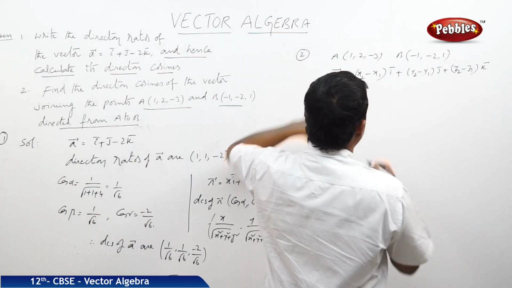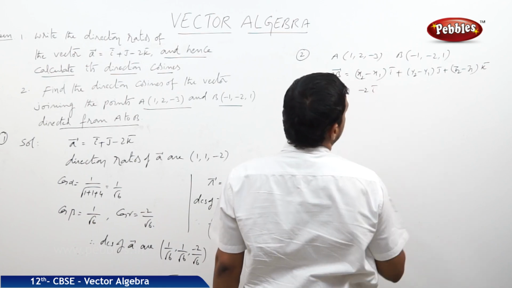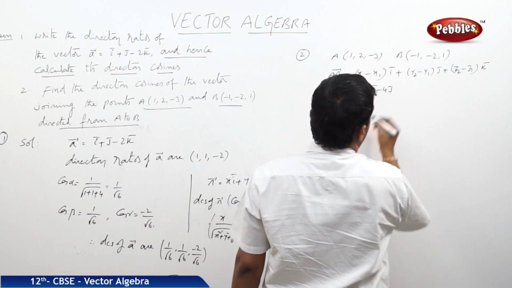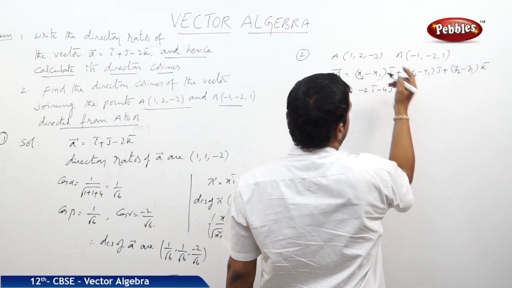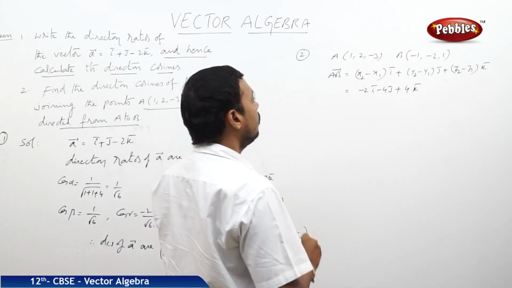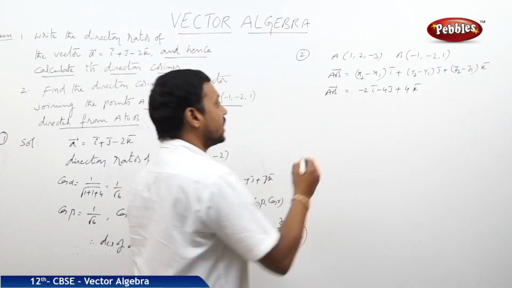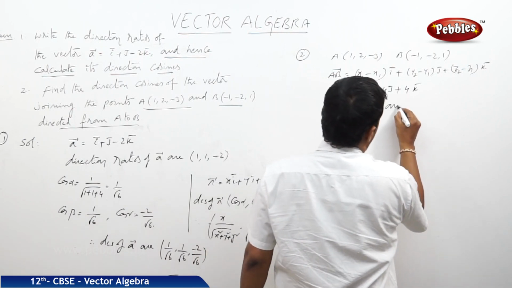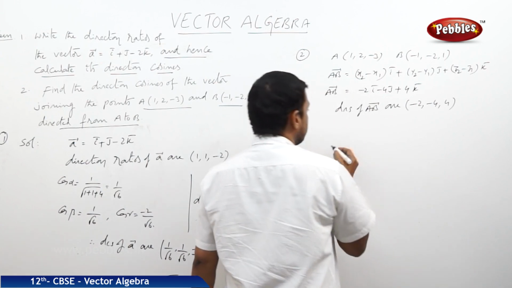So from that formula, x2 minus x1 is minus 1 minus 2, i vector, y2 minus y1 is minus 2 minus 2, j vector, and z2 minus z1 is 1 minus of minus 3, that is 1 plus 3, 4, 4k. Now this is the vector AB bar defined from A to B. Now here the direction ratios DRs of AB are minus 2, minus 4, 4. Now let us find DCs.